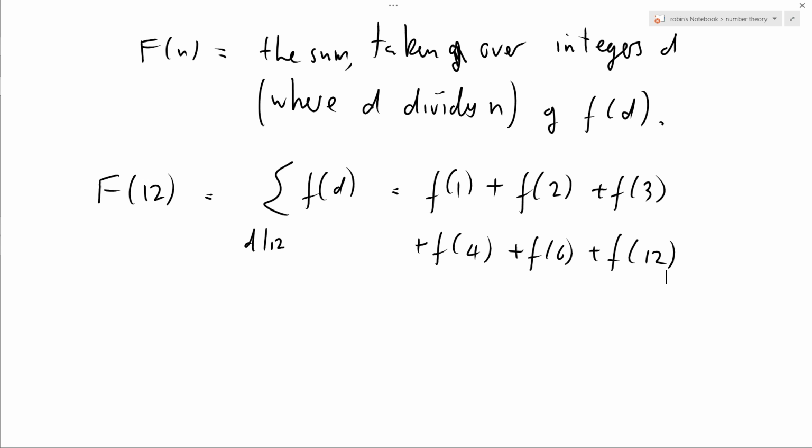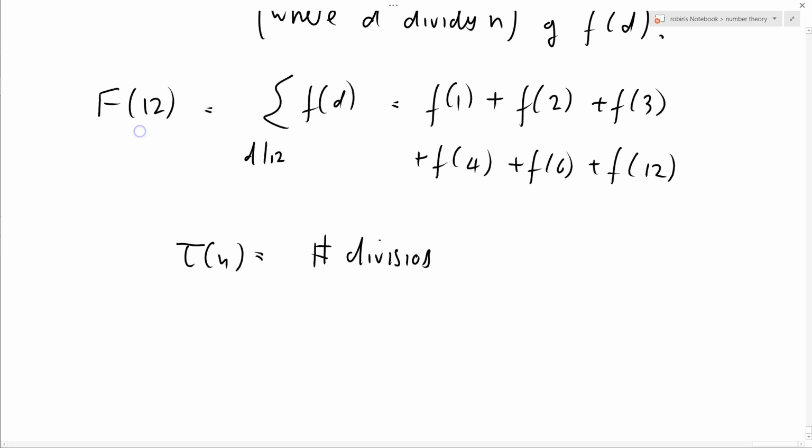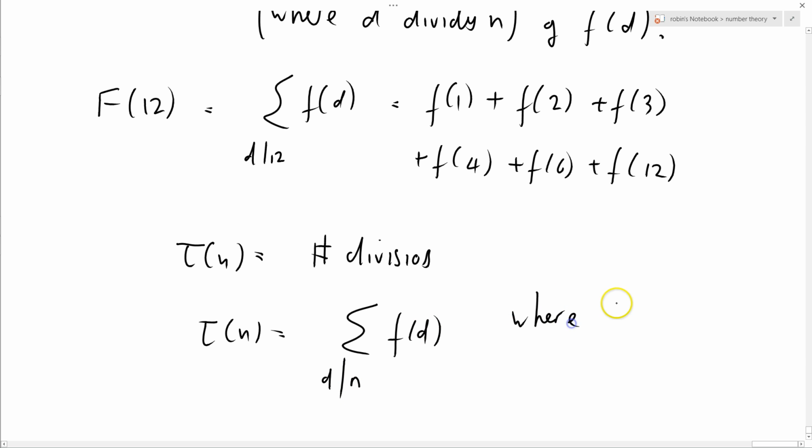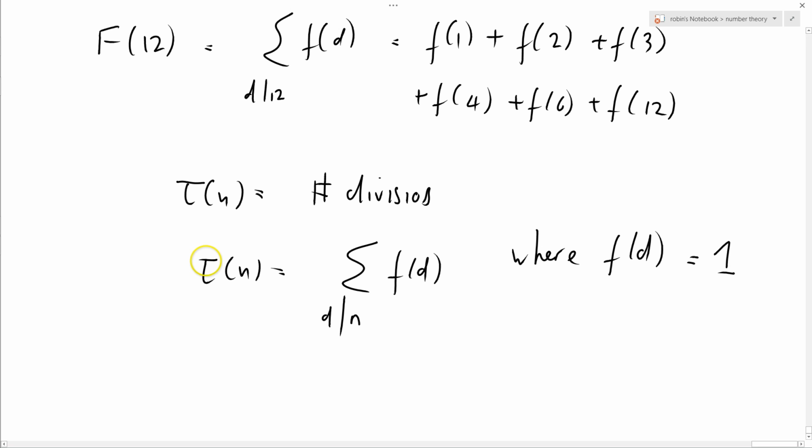If I want to write the number of divisors function, tau of n equals the number of divisors, I can write it like this. I can write that tau of n equals sigma d divides n of f of d, where in this case f of d equals 1. Do you see how the number of divisors is just the sum over d divides n of 1, because we're counting them?